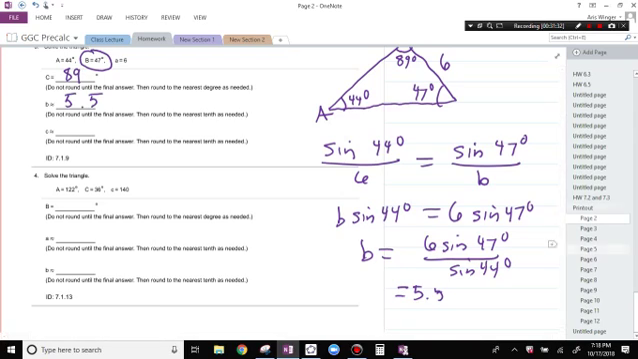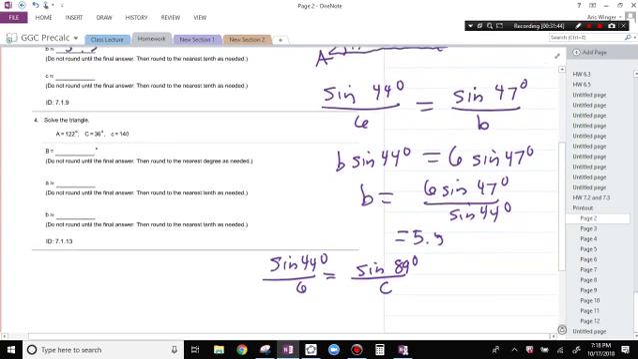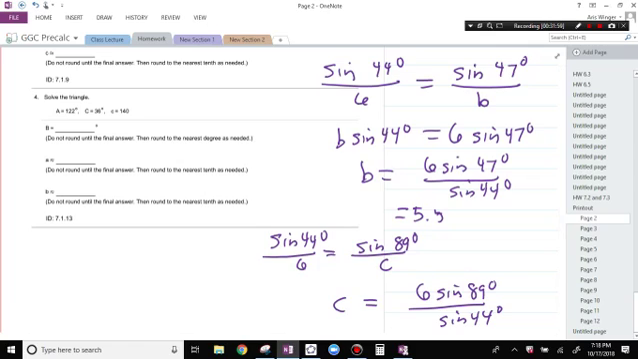And C rolls the same way, right? So sine of 44 degrees over 6 equals the sine of 89 over little c. And at some point, we'll become so good at this. 6 times the sine of 89 over the sine of 44. So no matter what number they give us, like 6, I know this one's the one they gave us. I know it's right. So I'm always going back to the one I know that was given to us.